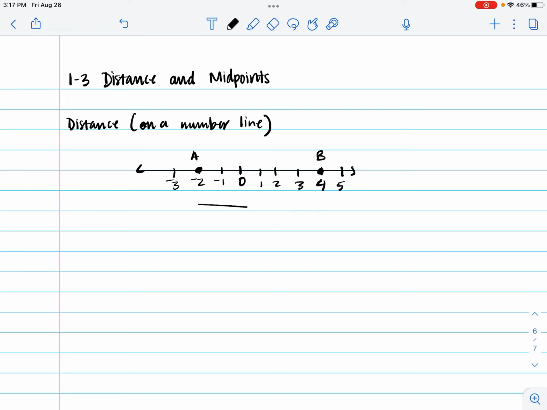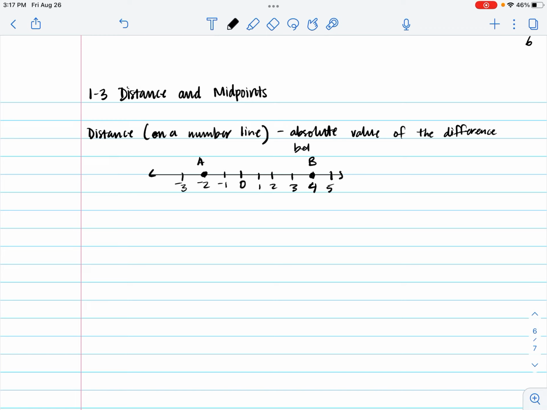Now, we could absolutely say that we could have a segment here from A to B, but we're also going to be talking about that distance. So, roughly put, the distance is the absolute value of the difference between their coordinates. Now, you could always just count, which is kind of the nice part about this example.